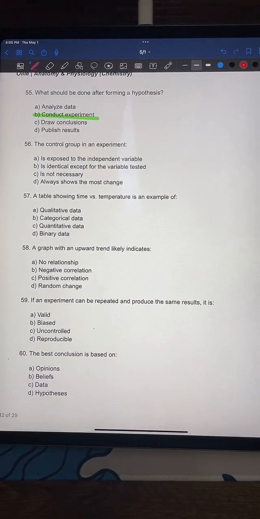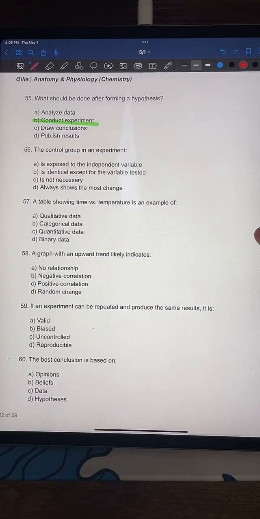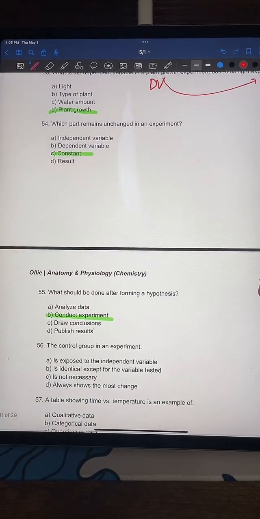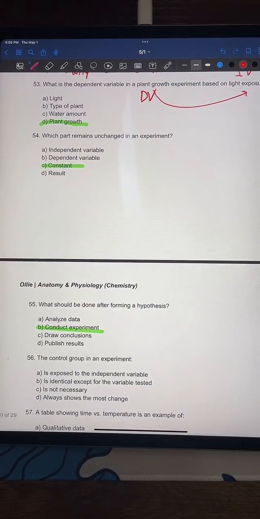Number 56, the control group in an experiment is what? Can I go back a sec? Yeah, one of these I can go back. But again, it'll be on YouTube afterwards. It'll be on later today or tomorrow morning.